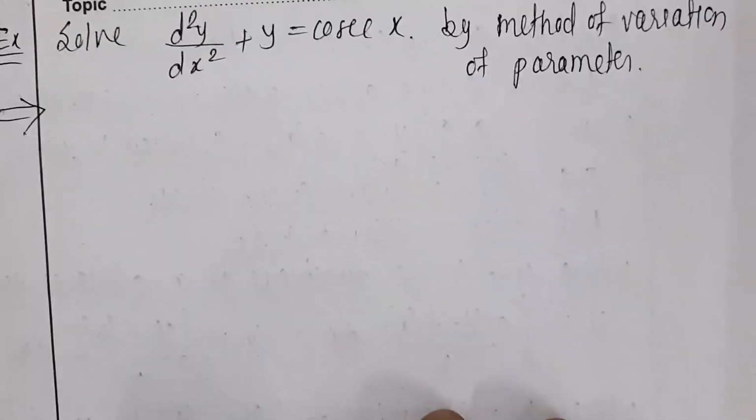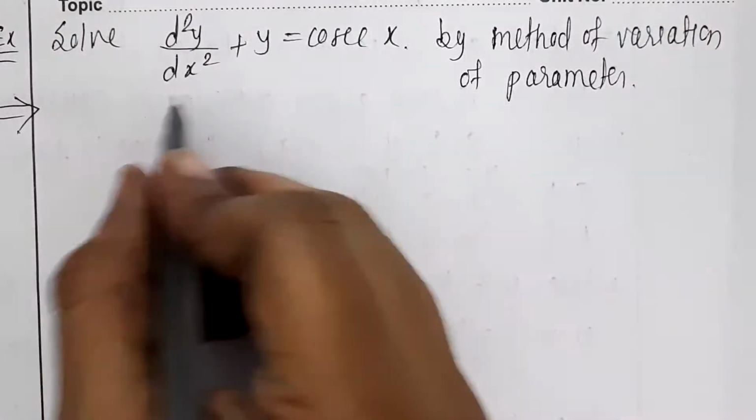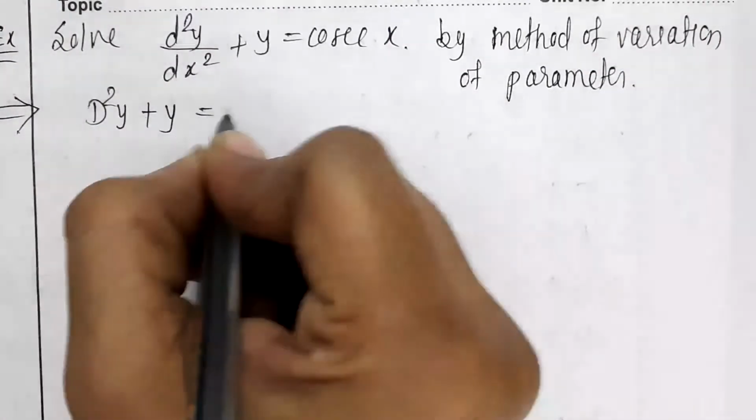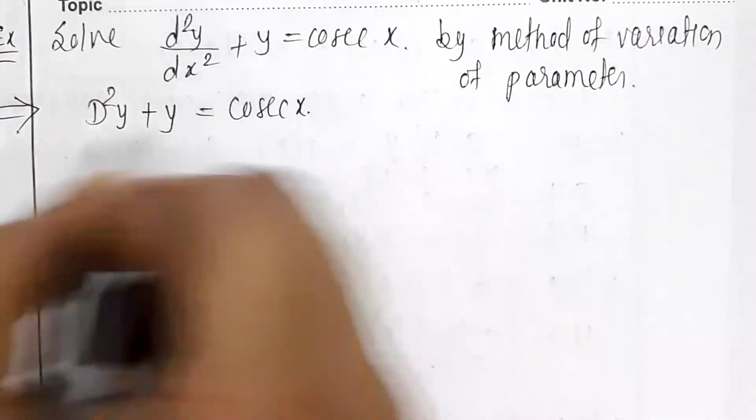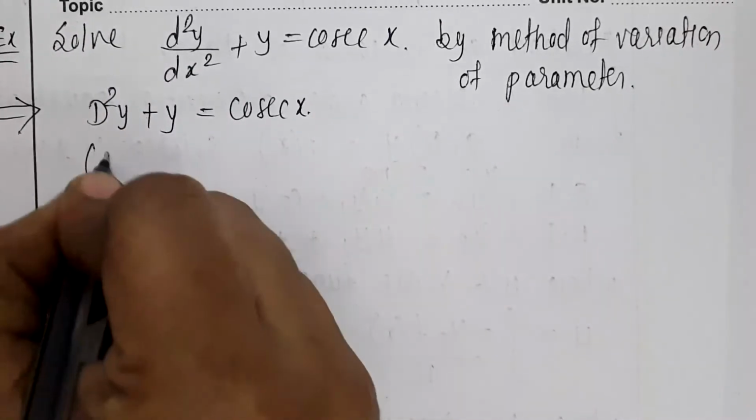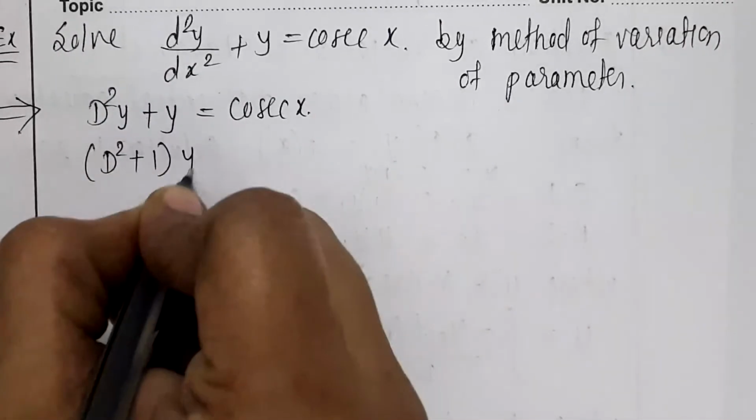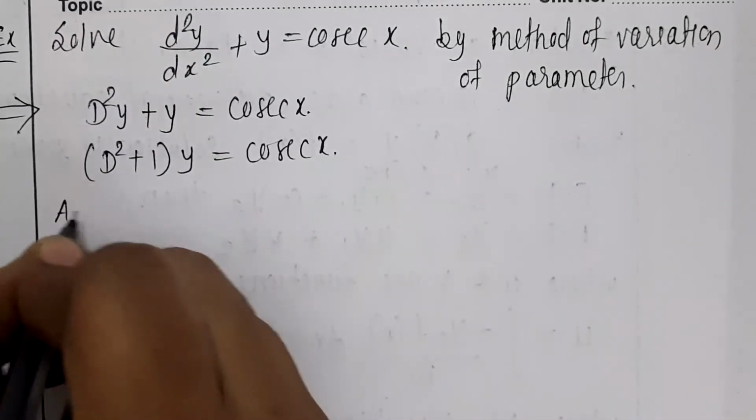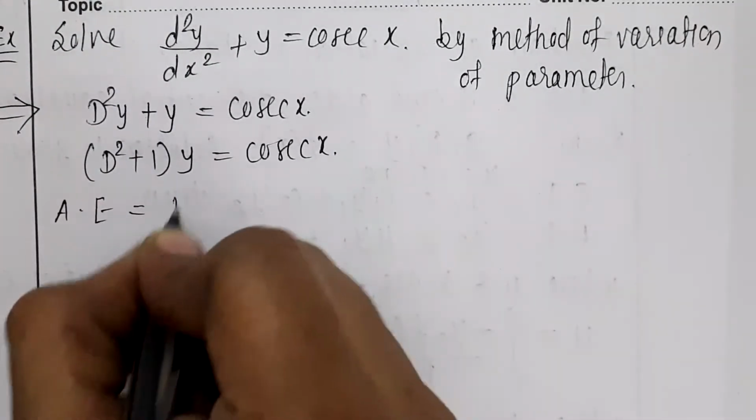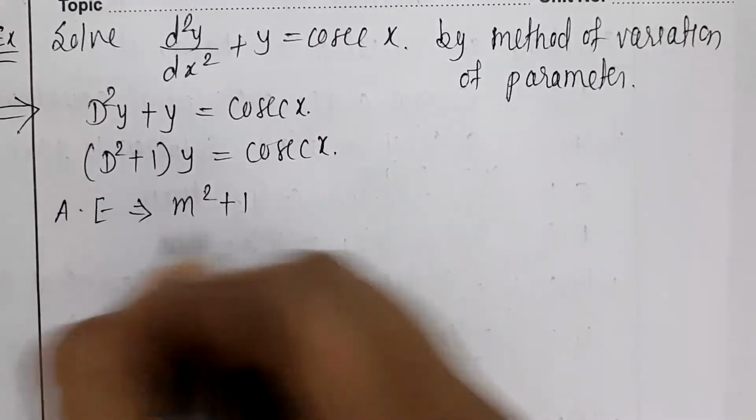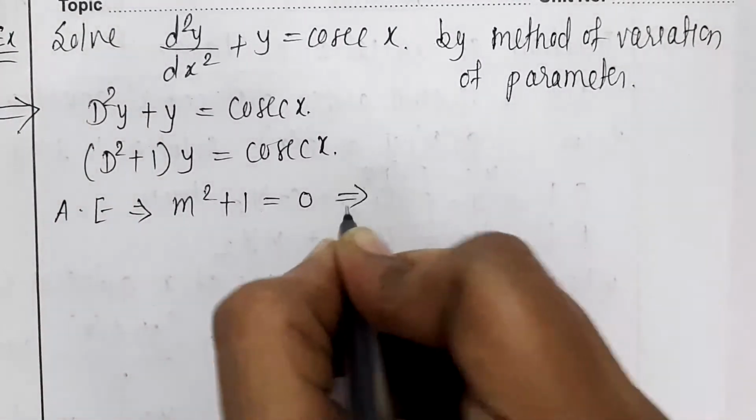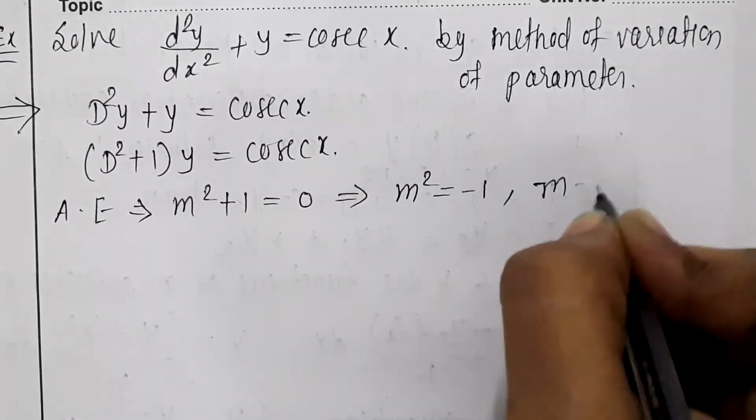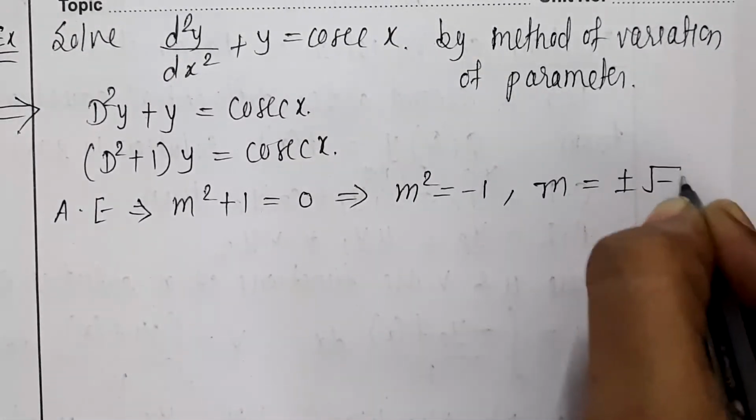Now d2y by dx square, so first we write this in operator form, which is D square y plus y is equal to cosec x. Taking y common, D square plus 1 multiplied by y is equal to cosec x. Write down the auxiliary equation. The auxiliary equation is m square plus 1 is equal to 0. Now it can be written as m square is equal to minus 1, or m is equal to plus minus square root of minus 1.